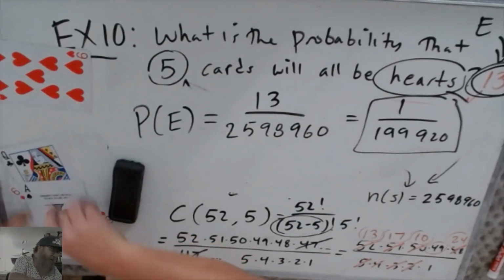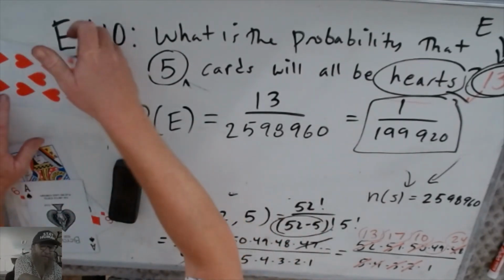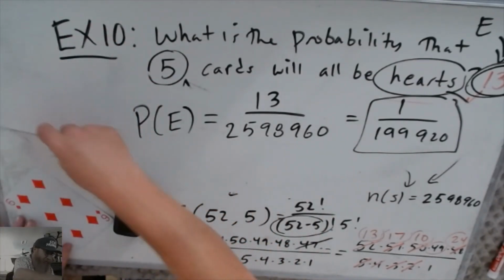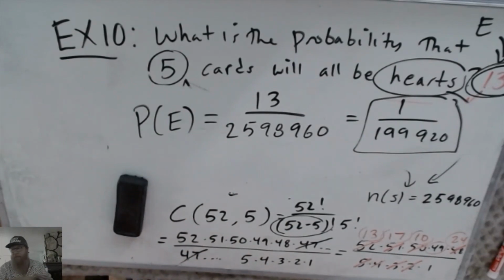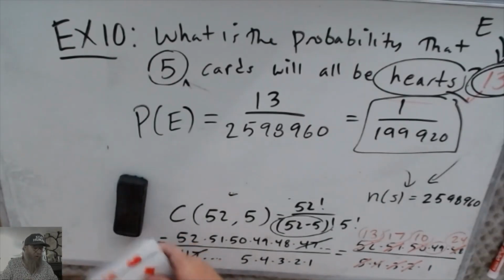So if you get dealt a 5-card hand and it's all hearts, you have literally beat the odds. It's 1 in 199,920 that you would get all hearts.